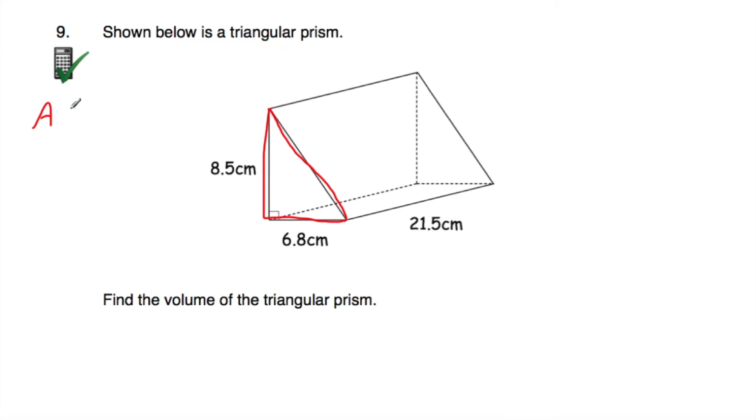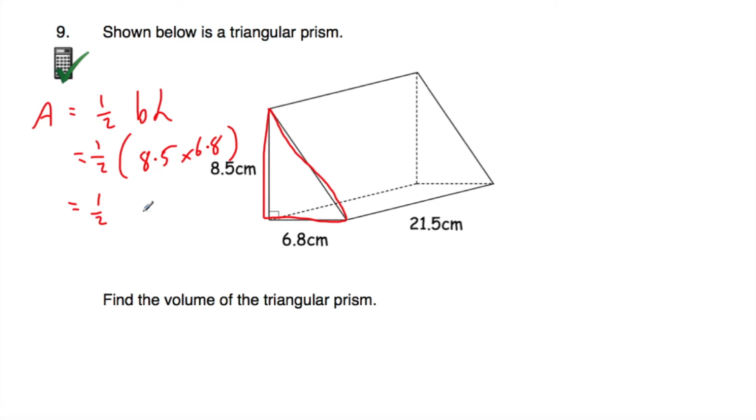So the area of a triangle is half the base times the height. We could do half of the base, which would be half of 6.8 would be 3.4. So you could do 3.4 times 8.5, or you could half the 8.5 and then times it by 6.8. But in this case, I'm going to do a half off, and I'm just going to times them together. So 8.5 multiplied by 6.8.